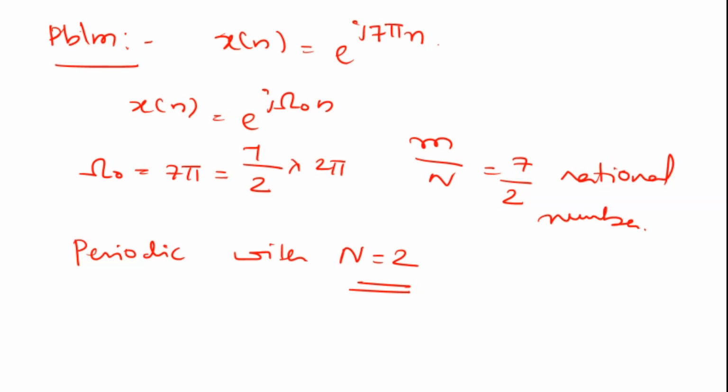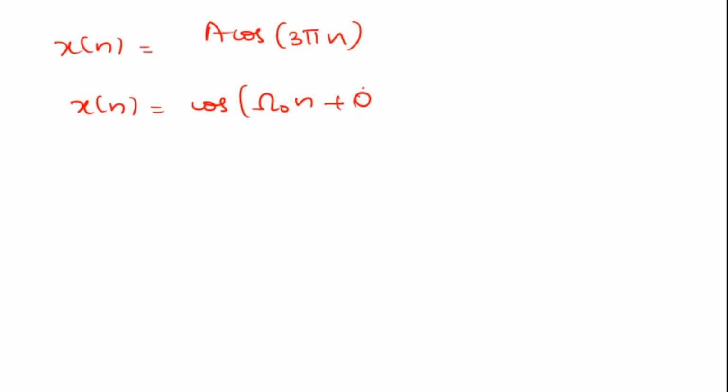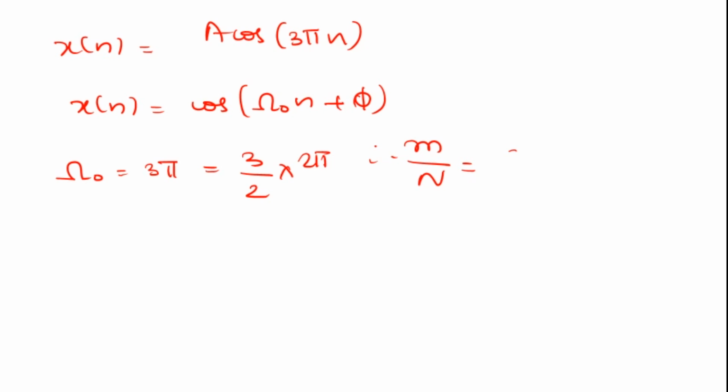Next, x of n is equal to a into cos of 3 pi n. Comparing with x of n is equal to cos of ohm naught of n plus 5, ohm naught is equal to 3 pi, which is equal to 3 by 2 into pi. Therefore, m by n is equal to 3 by 2, which is a rational number. Then the given signal is periodic with fundamental period n is equal to 2.